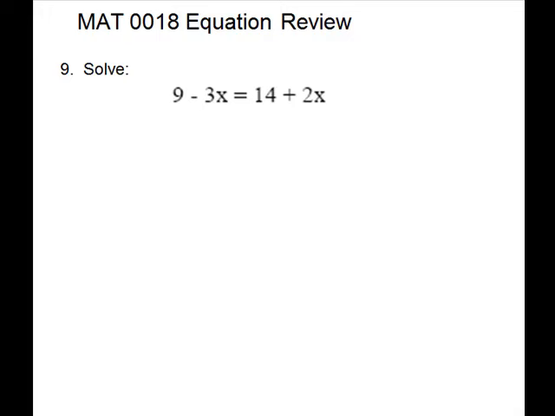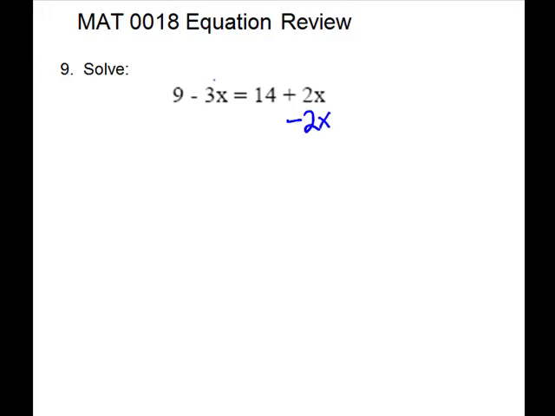Equation number 9. This problem does not have any simplifying on the left. It does not have any simplifying on the right. So we're ready to start solving. We have x on both sides, so we need to get rid of one of the x terms. It does not matter if we get rid of the minus 3x or the plus 2x. Personal preference. I'm going to go ahead and get rid of the 2x, so I'm keeping my variable on the left. So if it's a positive 2x, I'm going to have to take it away.